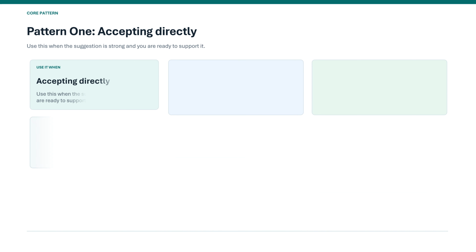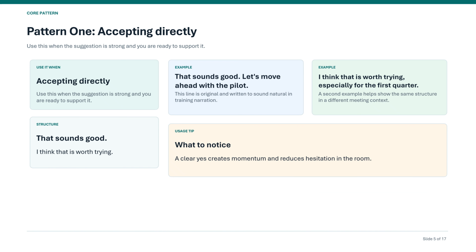Accepting directly is useful when a suggestion is strong and you are ready to support it. The structure is, that sounds good. I think that is worth trying. Here are two original examples. That sounds good. Let's move ahead with the pilot. I think that is worth trying, especially for the first quarter. A clear yes creates momentum and reduces hesitation in the room.